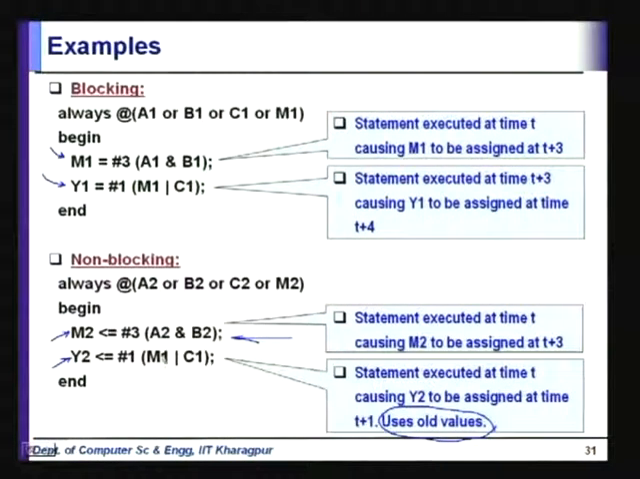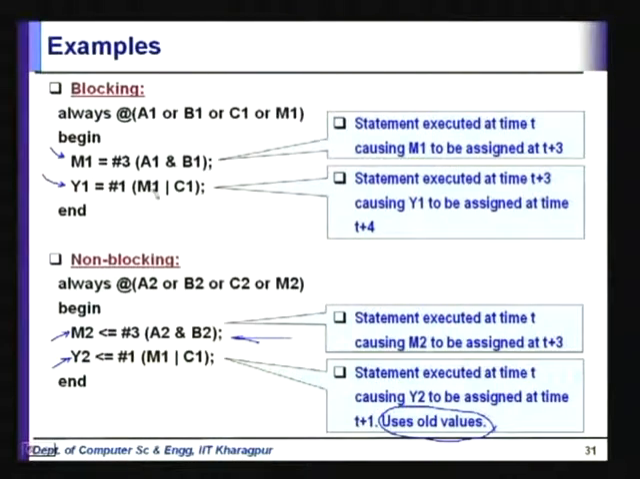If you used M2 here, I think it should have been M2 here only. This is a typo, this should be M2 or C2. Now if you use M2 here, this M2 will not be the value M2 that this one is assigned. It will use the old value of M2. On the other hand, here, because this is completed and then you come here, the new value of M1 will be used here, right. Here the old value of M2 will be used. This should be M2 or C2.